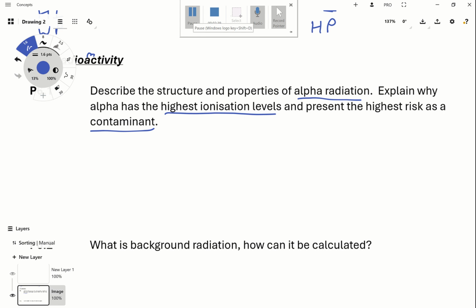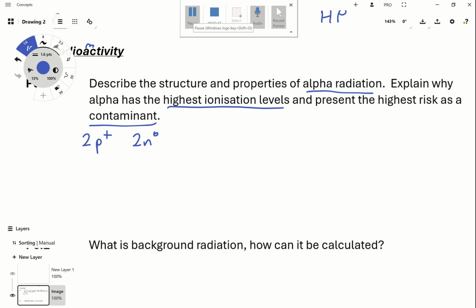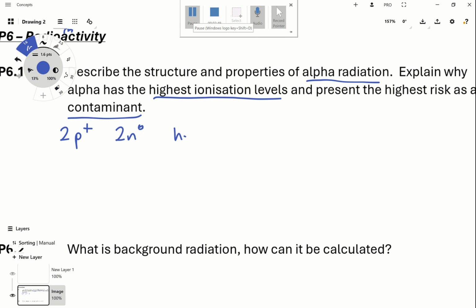So just to summarise what we did before then, so it's 2 protons. Obviously do not use shorthand like this on any of your tests. 2 neutrons. It's a helium nucleus, which means it's a large positive particle, so it's particulate in nature.